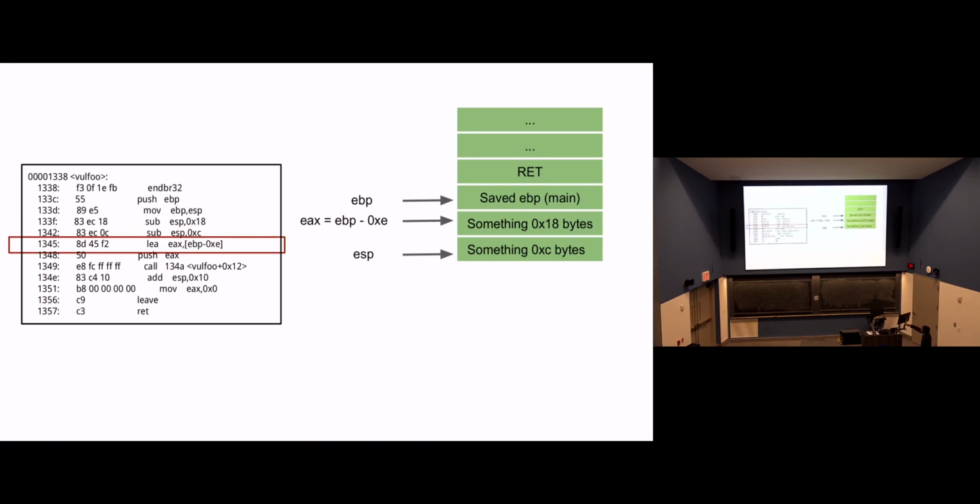Then we have the call here. This call is to gets. We know gets has only one parameter, right? So there should be one push before calling that function, and that is the push EAX. So we know that EAX actually has the address of the buffer, because gets only has one parameter. That's the buffer where you store the input.